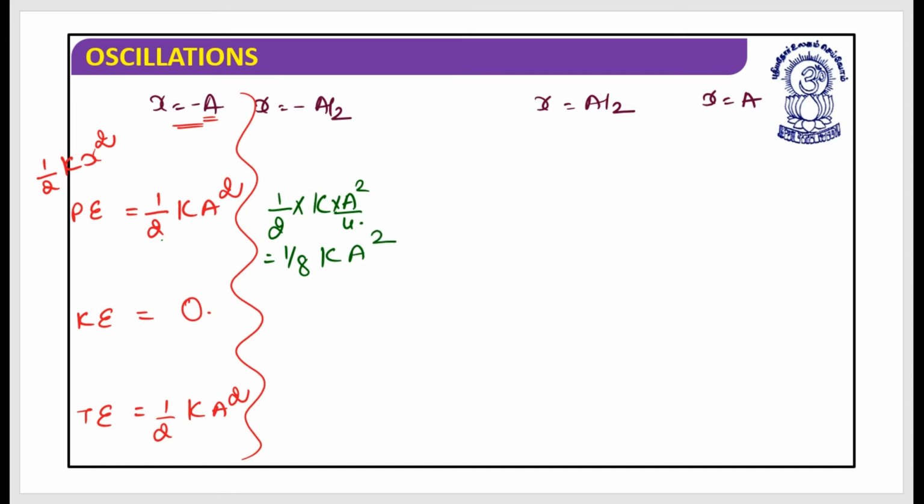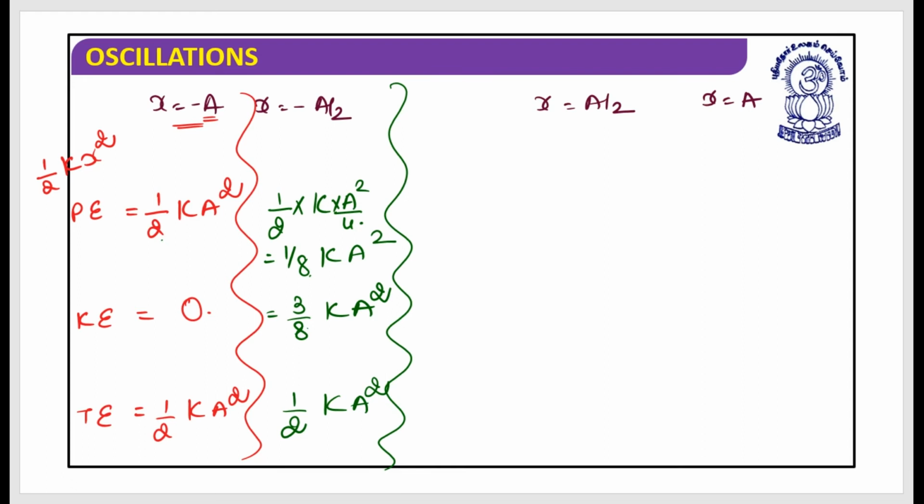Kinetic energy, as we know that the total energy is equal to half k a square. When the total energy is half k a square, the potential energy is 1 by 8 k a square. So the kinetic energy would be equal to 3 by 8 k a square. This plus this will give me the total energy, which is equal to half k a square.